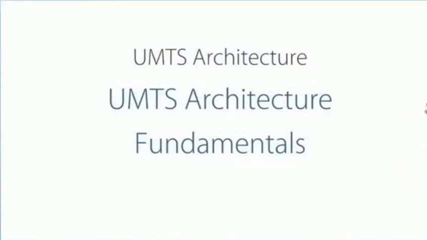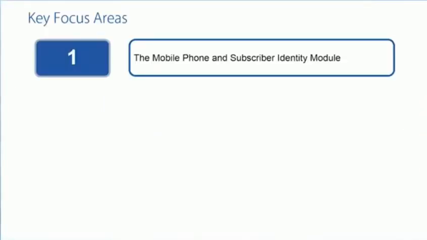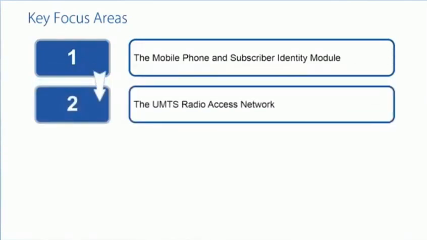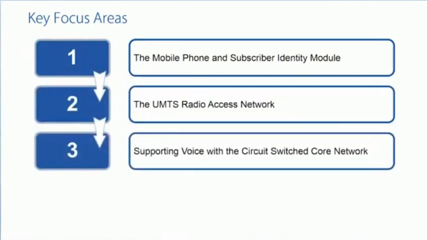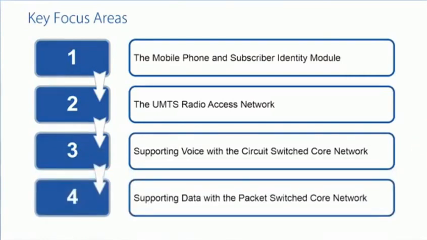In this video, we're going to introduce the UMTS architecture. We're going to start by discussing the mobile and the subscriber identity module. We're then going to look at the UMTS radio access network. We'll move on into the core network, specifically looking at how we support voice in the circuit switch core and how we support data in the packet switch core.